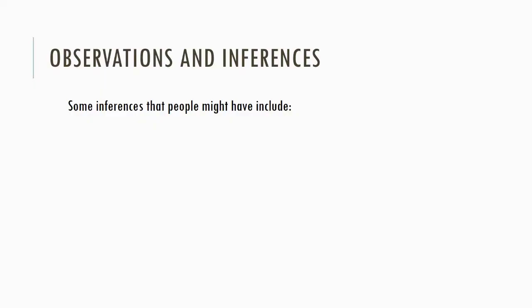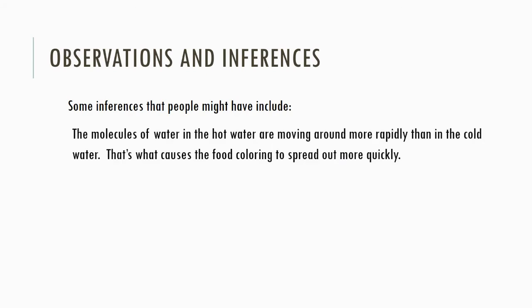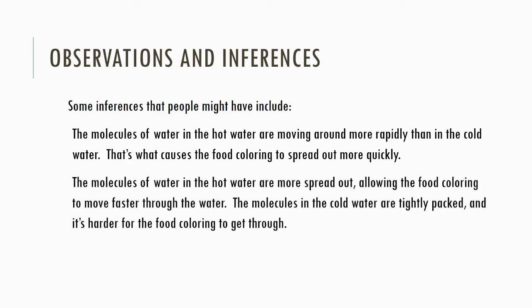All right, so some of the inferences that people might have included would be that the molecules of the water in the hot water are moving around more rapidly than in the cold water, and that's what causes the food coloring to spread out more quickly. Another inference we could make would be that the molecules of water in the hot water are more spread out, which allows the food coloring to move faster through the water since there's more space. The molecules in the cold water are more tightly packed together, and therefore it's harder for the food coloring to get through.